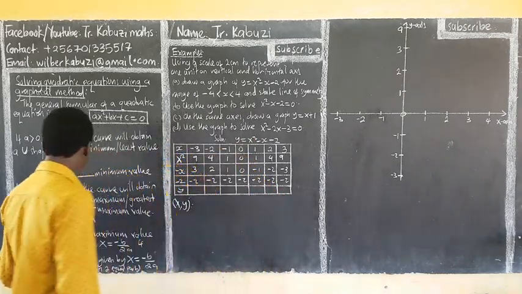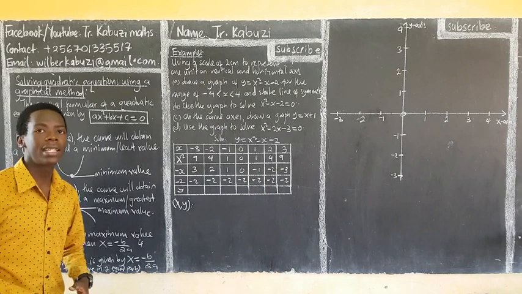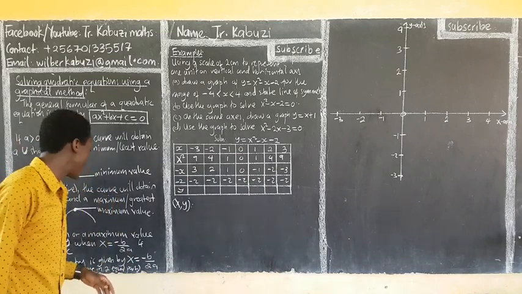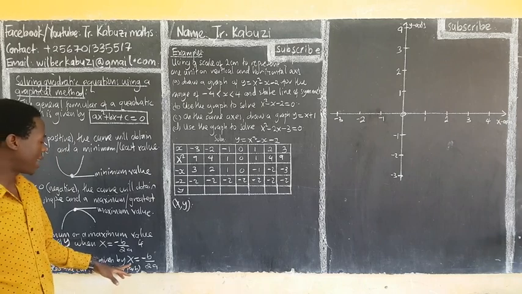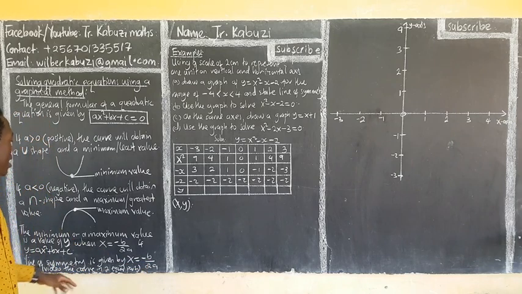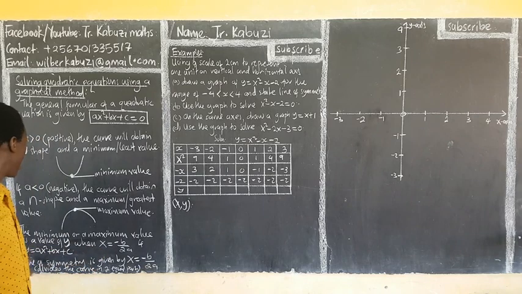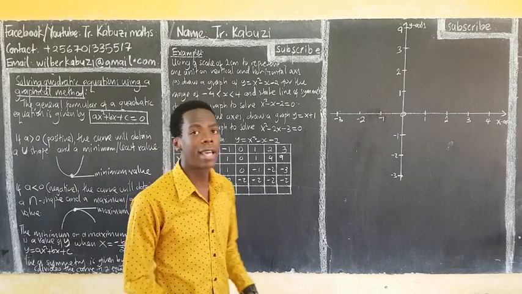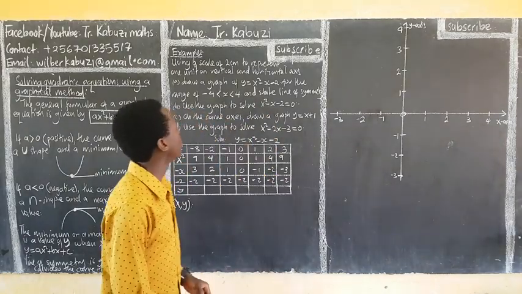Now they can ask you to get the line of symmetry. The line of symmetry is a line that divides a curve into two equal parts. So the line of symmetry is given by x equals negative b over 2a. So if you have the value of x, you can just get the value of y, which gives the minimum or maximum value of that function. So let us go through this question.